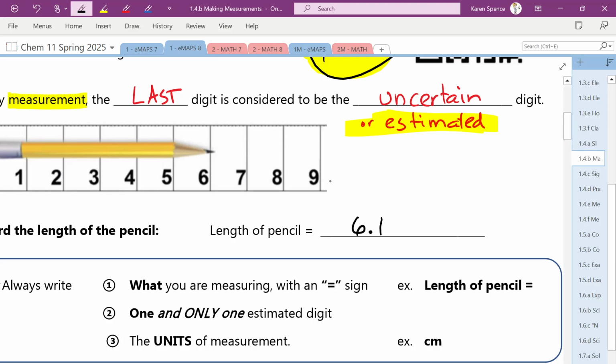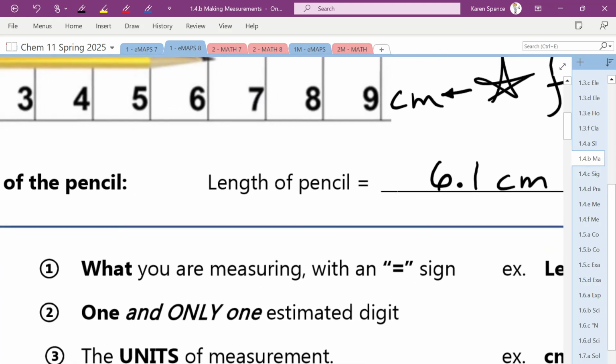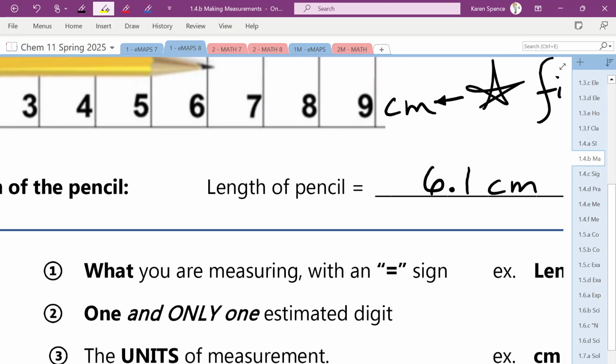So our unit here, I didn't write it on here, I really should have. I need to fix that. Don't mind that little star and fix, that's for me to fix for next year so that it says centimeter there. 6.1 centimeters. So every measurement that you make for a lab or for anything else should have 3 things in it. Number 1, you need to have what you are measuring.